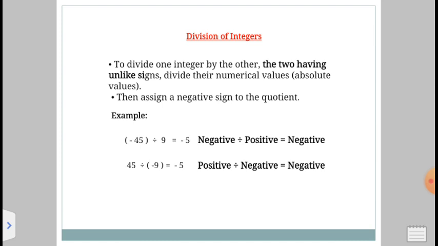Minus 5. Similarly, 45 divided by minus 9. Here, numerator is 45 and denominator is minus 9. Even then you get a negative integer. Positive divided by a negative integer is negative. Hope you all are very clear. Go through this division of integers once again.